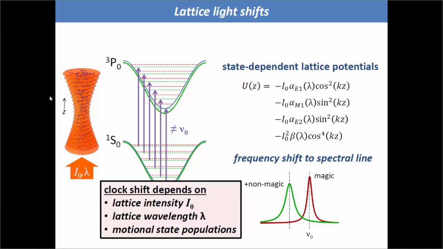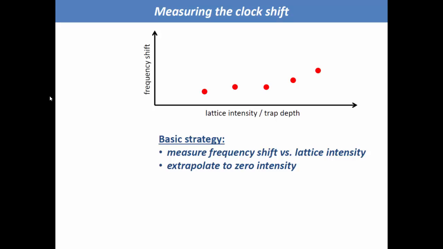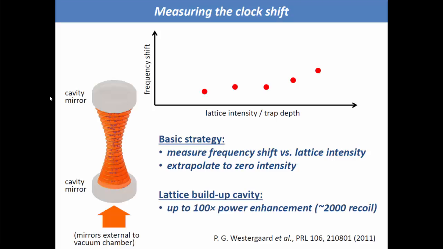We're okay with having a shift in our clock as long as we know what it is. So to assess the shift, we use a basic strategy where we just measure the frequency shift versus intensity for a number of different intensities, and then we just extrapolate down to 0. All right, to help us with this, we've made a buildup cavity that allows for 100 times power enhancement within this lattice to get depths on the order of about 2,000 recoil. So at the end of the day, we're not necessarily interested in working with such deep lattices, but this gives us a really large lever arm to assess the shift for our normal conditions, which is about 100 recoil.